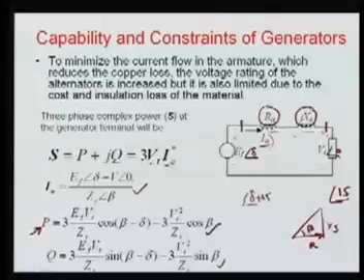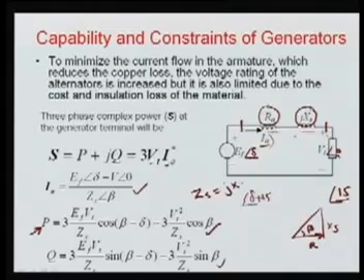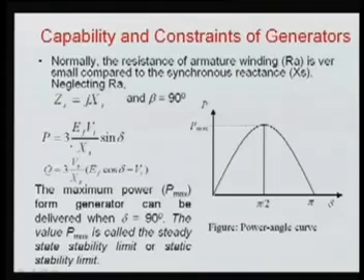So what we can do, we can simply write Zs as Zs angle 90. Putting beta as 90 degrees, Zs is your Xs. Then we get the simplified expression that P will be 3 times Ef Vt upon Xs sin delta, and the reactive power we get is 3 times Vt upon Xs, in brackets Ef multiplied by cos delta minus Vt.